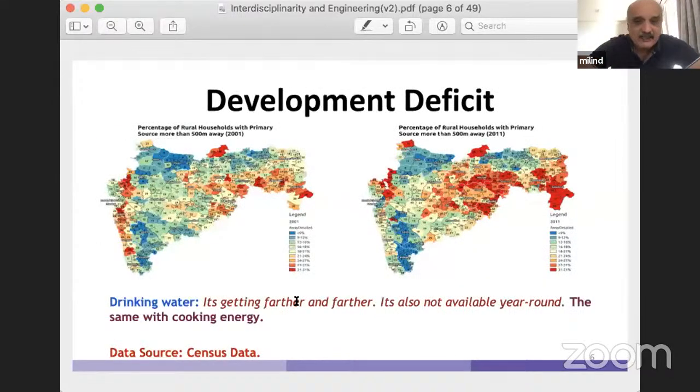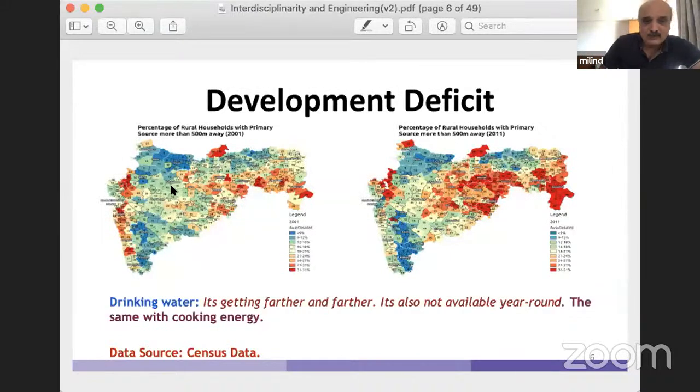So let's look at a simple engineering service, that of drinking water. If you look at drinking water, this is data. This is Maharashtra. Every polygon over here is a tehsil or a taluka. And what we have, from census 2001, is the percentage of rural households with primary source more than 500 meters away. The red spot is more than 30% of the households. So what it means is more than 30% of the households fetch water from more than half a kilometer. So that's how an engineering service is being provided.